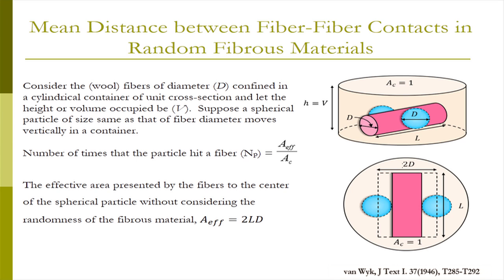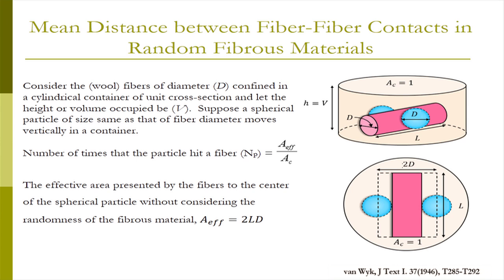So, the effective area presented by the fibers to the center of a spherical particle, without considering the randomness of the fibrous material, would be 2LD. If L is the length of the fiber which is confined in this cylinder and D is the diameter of the fiber, then it will be 2LD. Why 2LD and not LD?